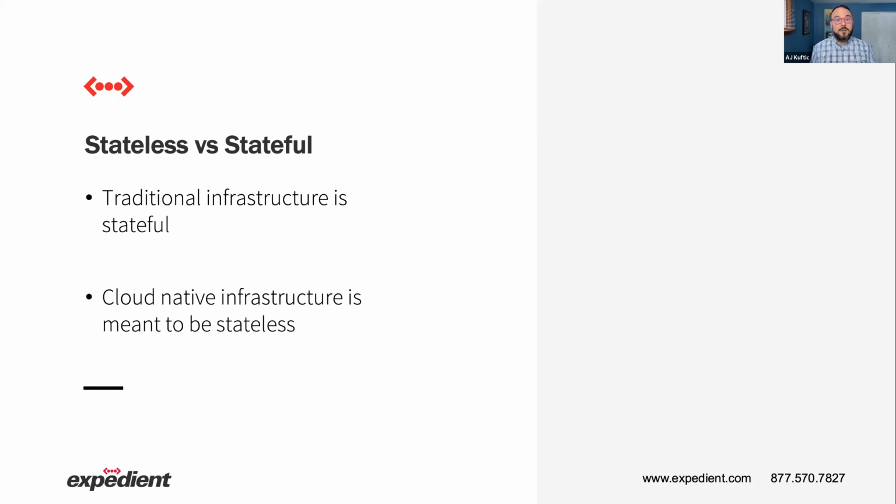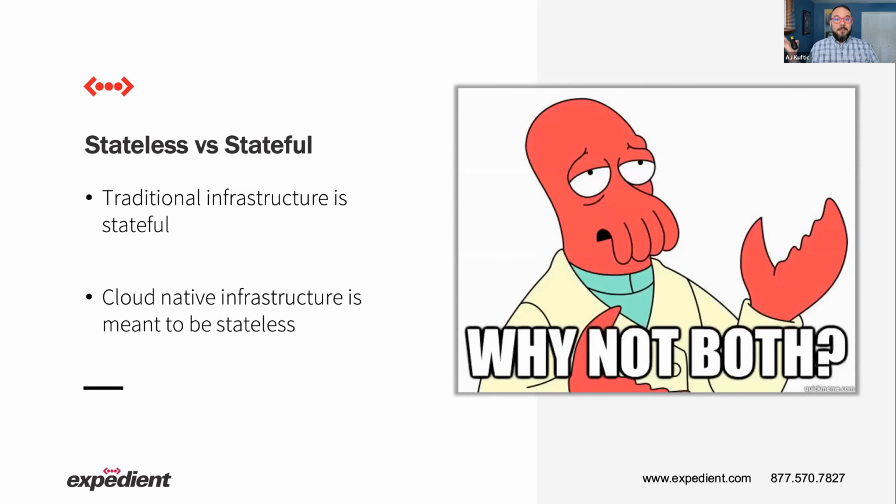Cloud native infrastructure is meant to be stateless, right? It's meant to be destroyed and redeployed. But the problem is that data is stateful. You delete data, that's a problem, right? You don't want to do that. So why not both, in the words of the great Professor Zoidberg? Why not have a stateless infrastructure with stateful data?